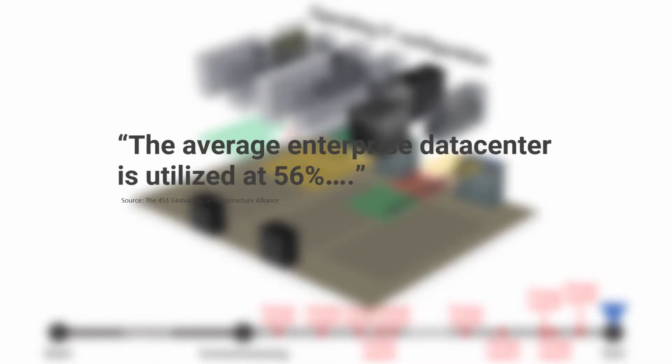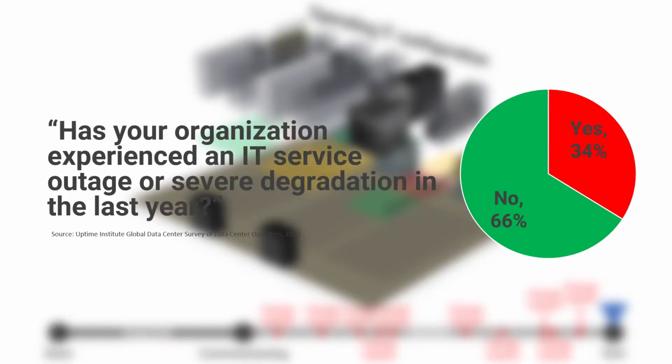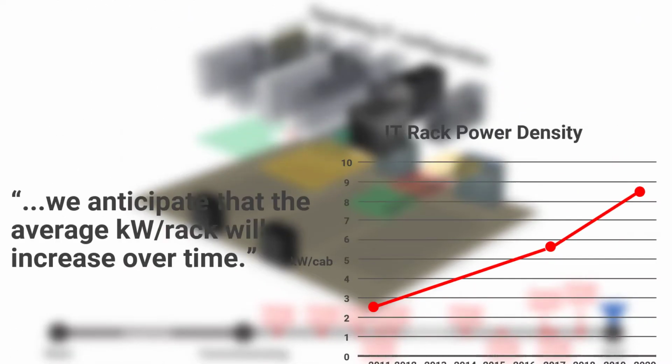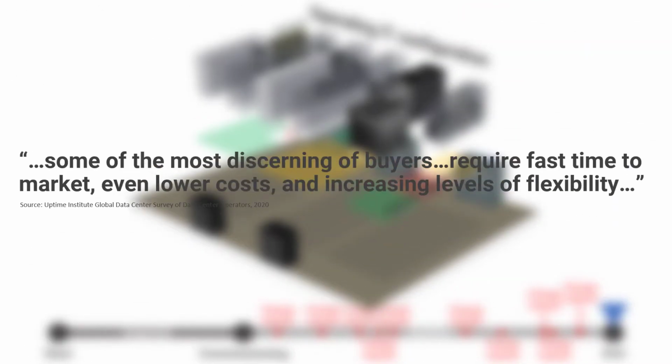And the numbers reflect this reality. The 451 Global Digital Infrastructure Alliance found that the average enterprise data center uses only 56% of its capacity potential. According to the Uptime Institute, 34% of data center operators experienced a severe outage or service degradation last year. Also, according to the Uptime Institute, average rack density will continue to increase, making these problems worse in the future. And finally, the Uptime Institute found that service delivery speed and flexibility are critical to operators.